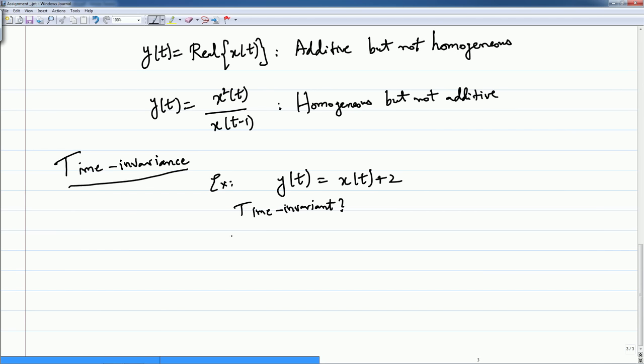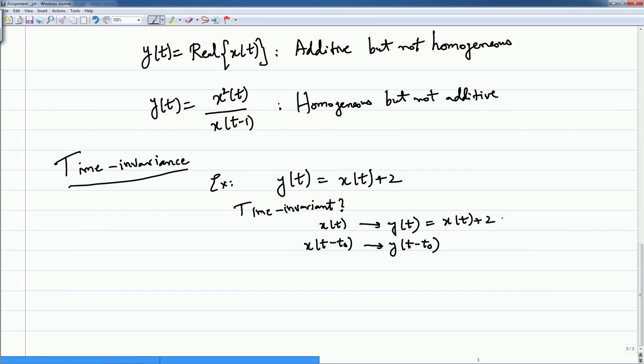Remember, the definition for time invariance is quite simple. If x of t produces an output y of t, x of t minus t naught should produce an output which is y of t minus t naught. This is the definition for time invariance, and one needs to check that. So, if x of t produces an output y of t, I know that my input and output x of t and y of t satisfy this equation. So, y of t is x of t plus 2, I know that.